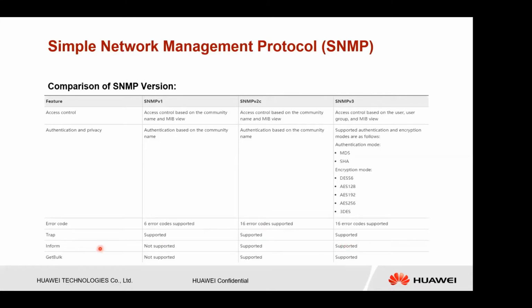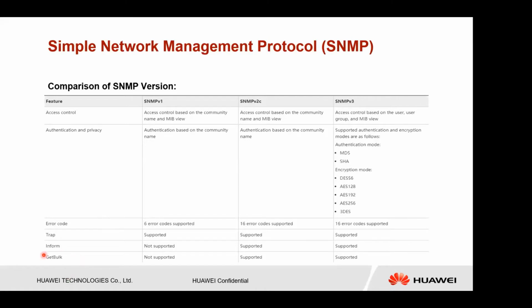So basically, the inform feature is when the device sends, for example, if there is an alarm on the device, it will send it to the NMS, and the NMS will reply with the inform response packet. While for trap, it will just send the trap from the device to the NMS, but the NMS will not reply with any packet. So we won't know whether the NMS received that packet or not. But compared to inform, the NMS will reply with an inform response packet.